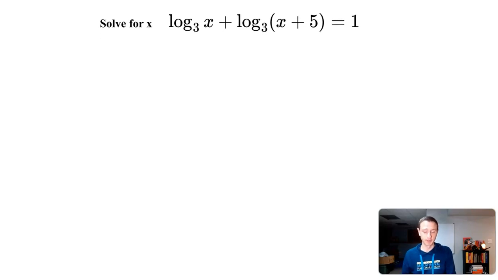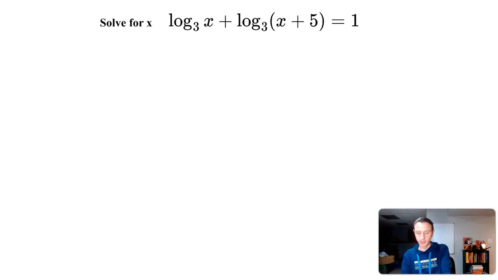First, you got to know the properties. Because we have the same base and we have addition, there are some properties that we can use to put this in a more favorable position where it'll allow us to actually solve for x. Because right now, our hands are kind of tied the way it's written. But if we know that this is addition and we have the same base, we can use the product rule.